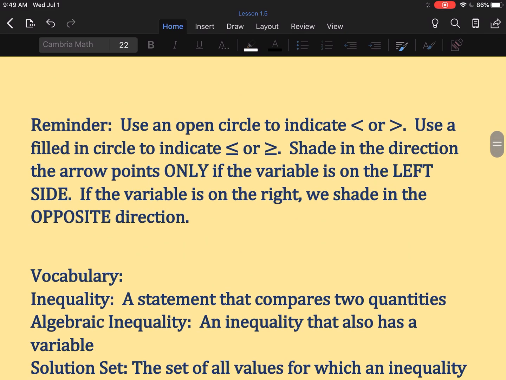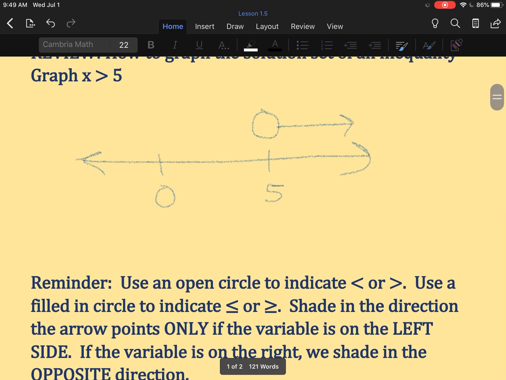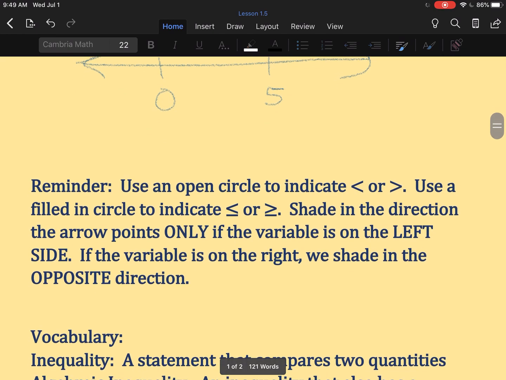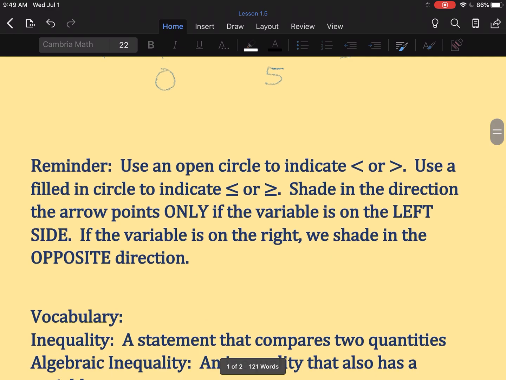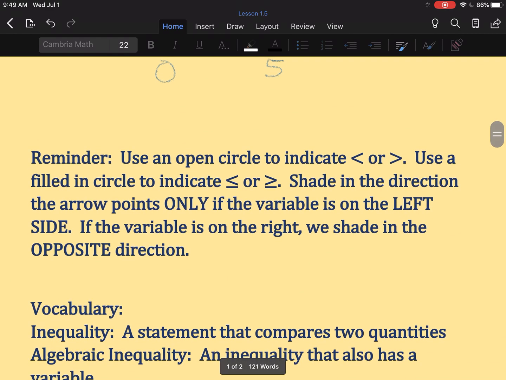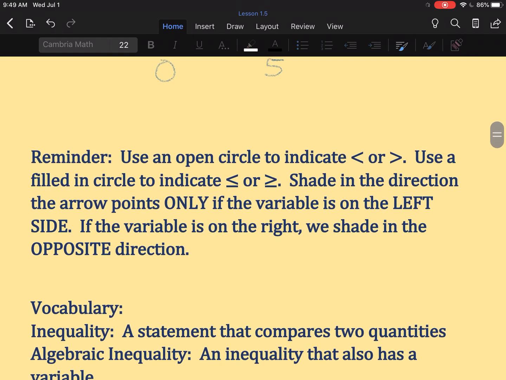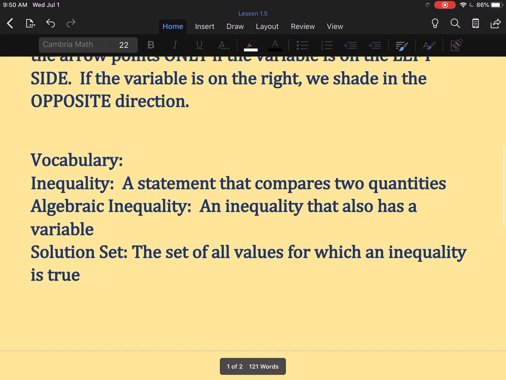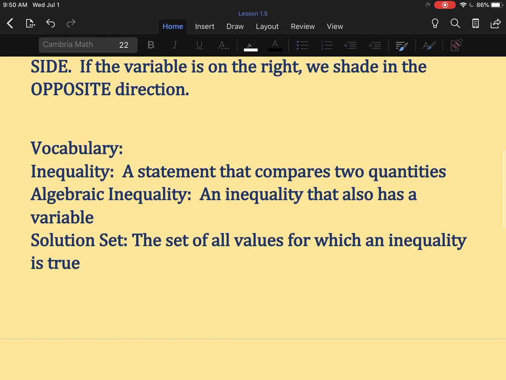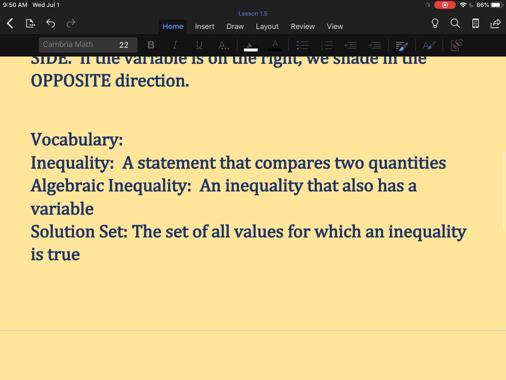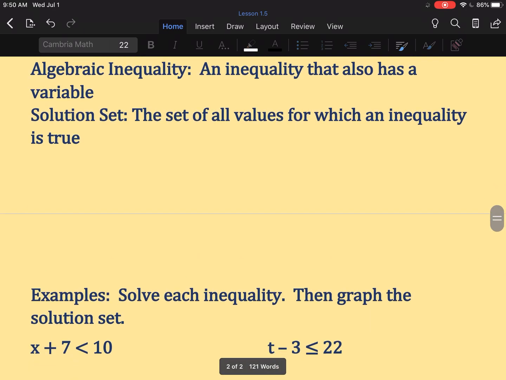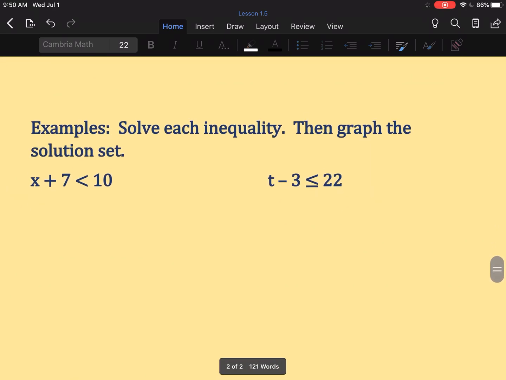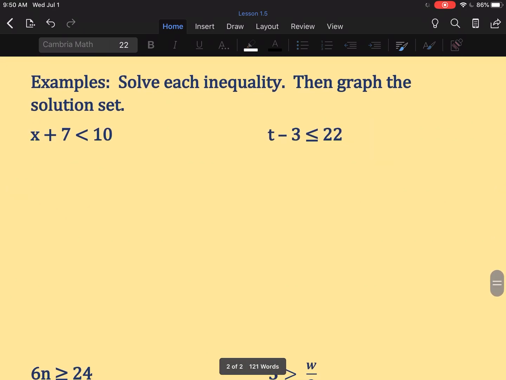So a reminder here: an open circle, which is just a circle, indicates strictly less than or strictly greater than. A filled-in circle is for the or equal to's, and we shade in the direction the arrow points. This is what I just said. An inequality is a statement that compares two quantities. An algebraic inequality is an inequality that has a variable, and the solution set is the set of all values for which an inequality is true. We're going to solve some inequalities and graph some solution sets.